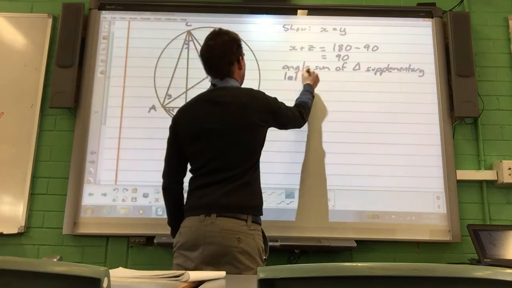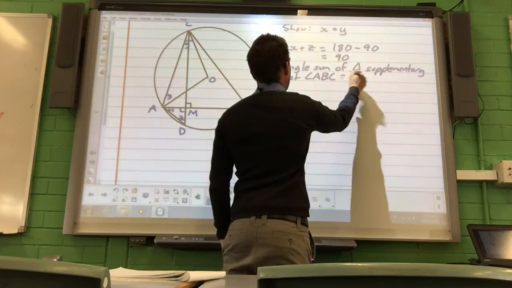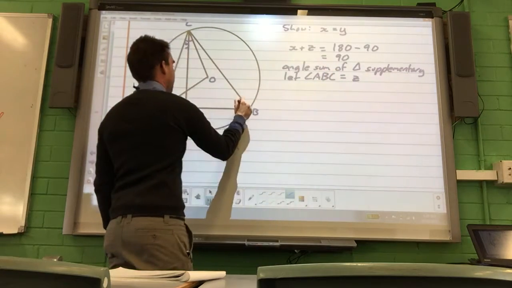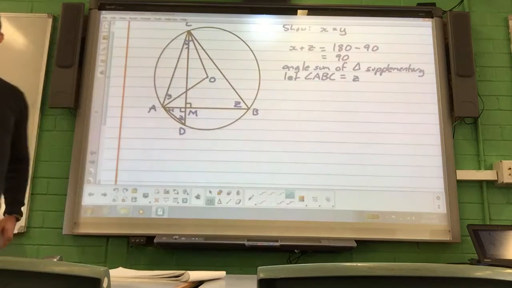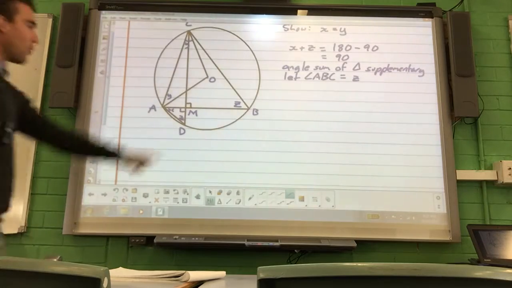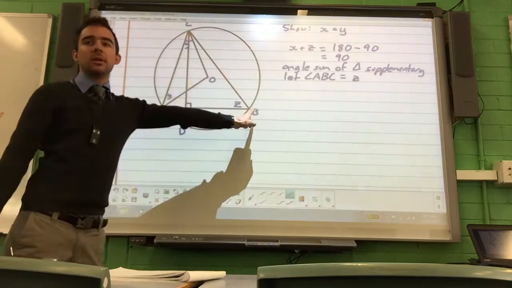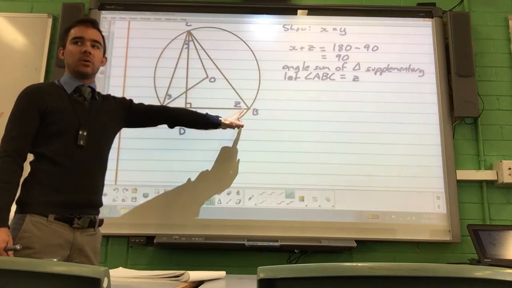Alright, let angle ABC be equal to z at the circumference. Alright, where would I go next? I know what we're doing. Angle COA equals 2z. Good. Radius, radius, common point, chord, chord. Angle at the centre is twice the angle at the circumference.